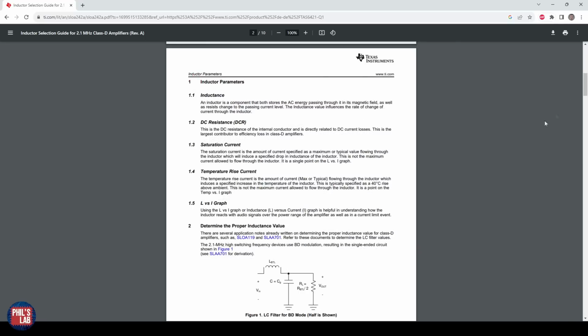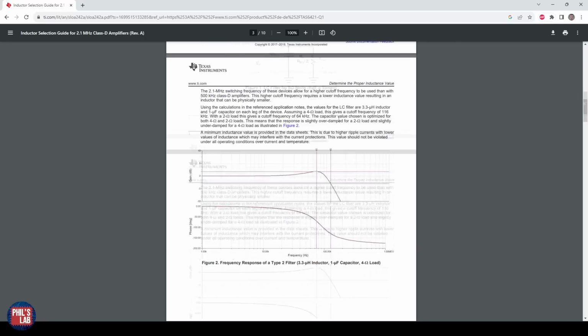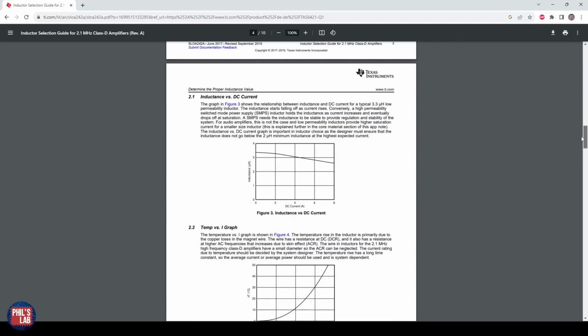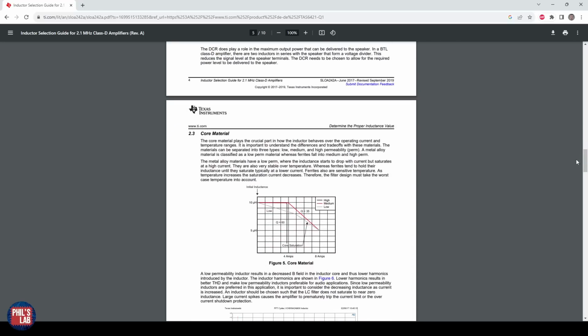So there's also some application notes on, for example, proper inductor selection guides. There's a couple inductor properties we have to take into account: impedance versus frequency of the inductor itself, inductance versus DC current, so derating, temperatures, core materials, and so on.